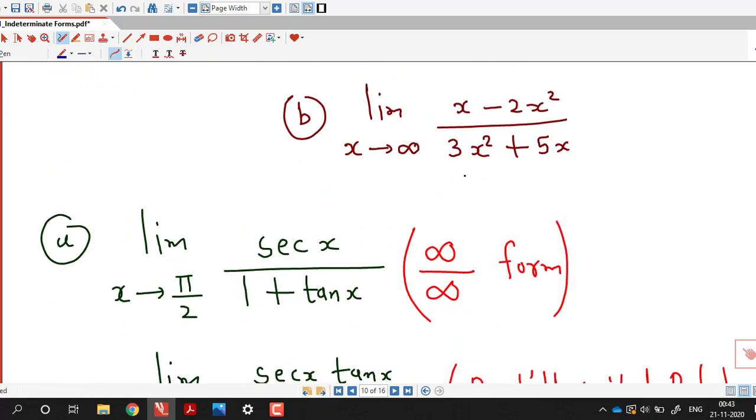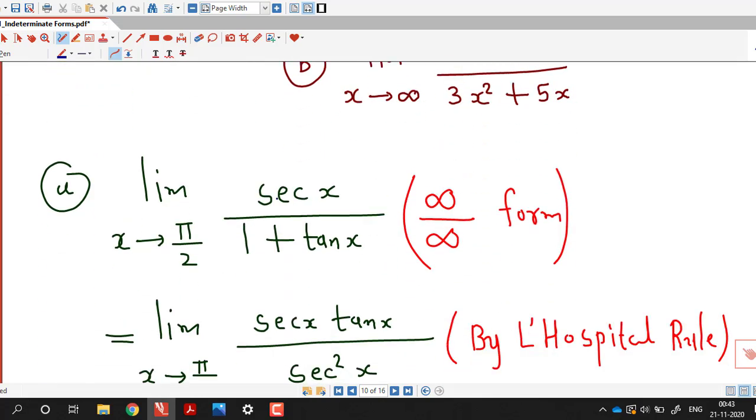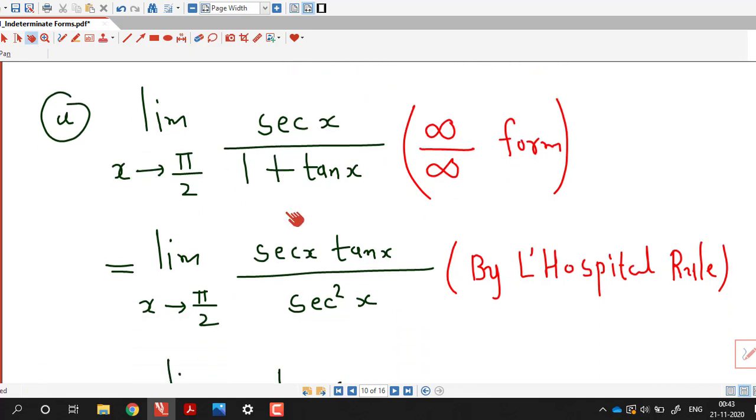Next example, limit of this function sec x over 1 plus tan x as x tending to pi by 2. So if we substitute pi by 2, we have sec pi by 2, which is 1 upon cos pi by 2, and cos pi by 2 is 0. So sec pi by 2 is 1 over 0, which is infinite. Similarly, tan pi by 2 is sin pi by 2 over cos pi by 2. So it is also 1 over 0 and infinite. So this is infinity by infinity form. So we have to apply L'Hospital rule.